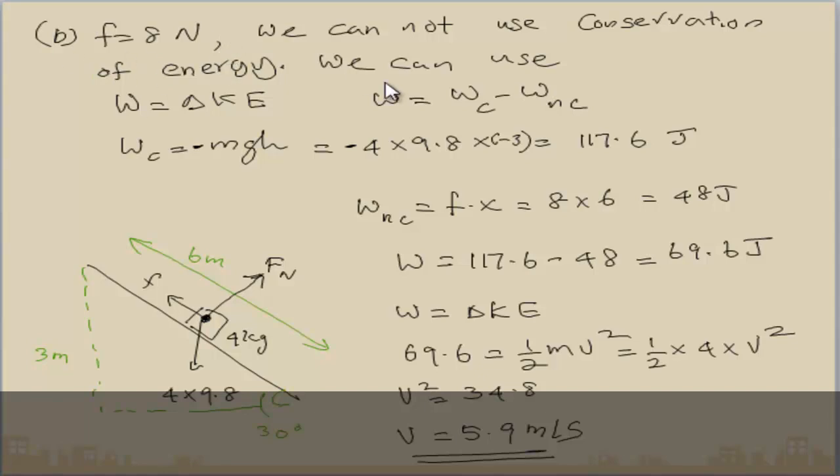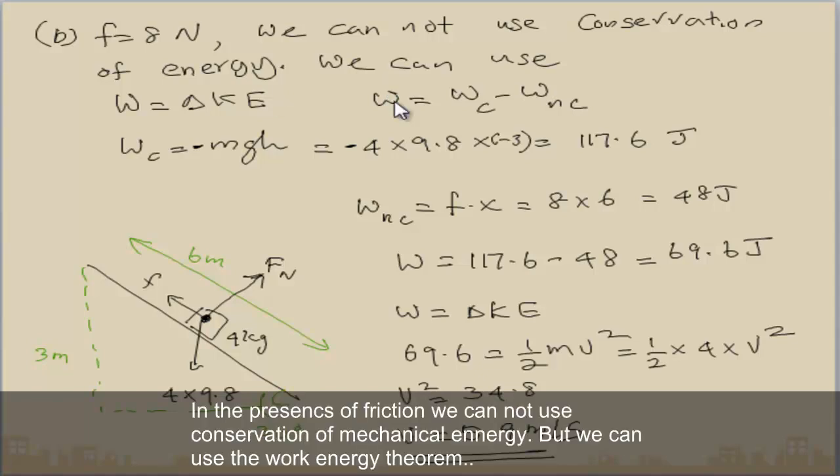Part B, now there is an 8 newton friction force. So we cannot use conservation of energy or conservation of mechanical energy. Instead of using that, we will use the work. This is what we can use. We can find the work, total work, which is the work done by conservative forces minus work done by non-conservative forces.